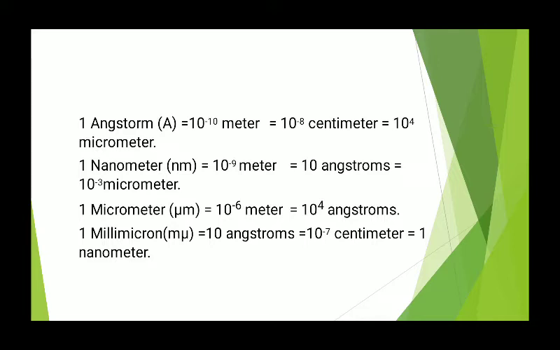The units used to describe the wavelength are: 1 angstrom is equal to 10 raised to minus 10 meter, equal to 10 raised to minus 8 centimeter, and equal to 10 raised to minus 4 micrometer. 1 nanometer is equal to 10 raised to minus 9 meter, equal to 10 angstrom, and equal to 10 raised to minus 3 micrometer. 1 micrometer is equal to 10 raised to minus 6 meter, and equal to 10 raised to 4 angstrom. 1 millimicron is equal to 10 angstrom, equal to 10 raised to minus 7 centimeter, and equal to 1 nanometer.